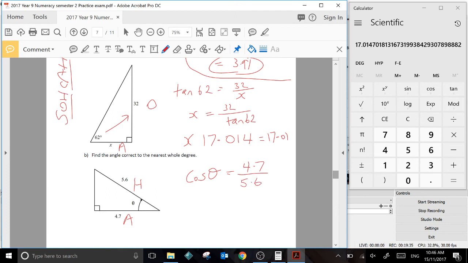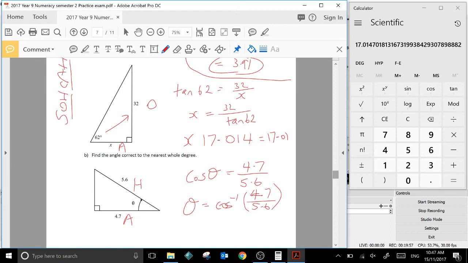Now, how do I get the angle out of this? Well, the angle itself is going to equal cos minus 1 of that fraction, which is going to be 4.7 on 5.6. And you can type this literally into your green calculator by pressing second function cos to get the cos minus 1 up, and then literally type that division sum in, or type that fraction in.